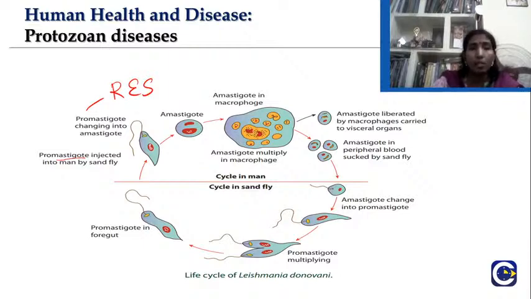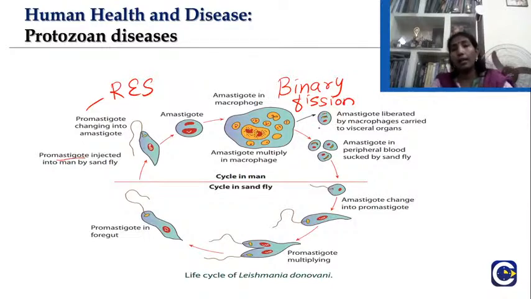Now this amastigote form in the humans is going to enter all the macrophages, where it is undergoing binary fission. In the binary fission, what is going to happen? So many amastigotes will be produced. Either they will go and affect all the systems, like the visceral organs, or again they will be taken up by the sandfly. Now in the sandfly, this amastigote is getting changed into promastigote, mainly in the midgut.